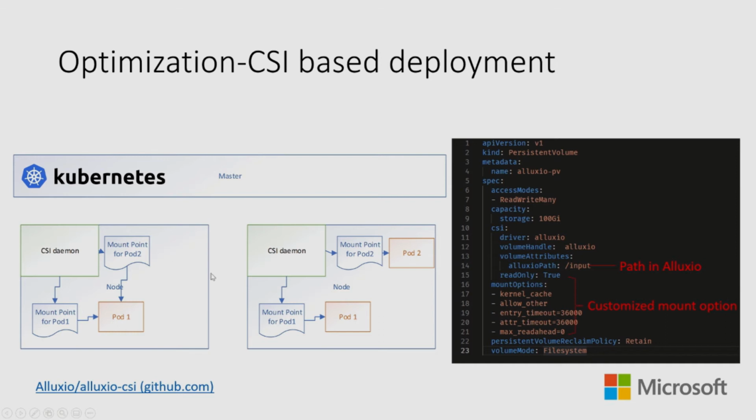From this picture, you can see that even for one task, or even for one pod, you can provide two mount points, and each mount point means one FUSE daemon process. So for one pod, you can create two FUSE daemons to serve it, one for read and one for write. And for a different job, you can also create two FUSE daemons, each for one workload.